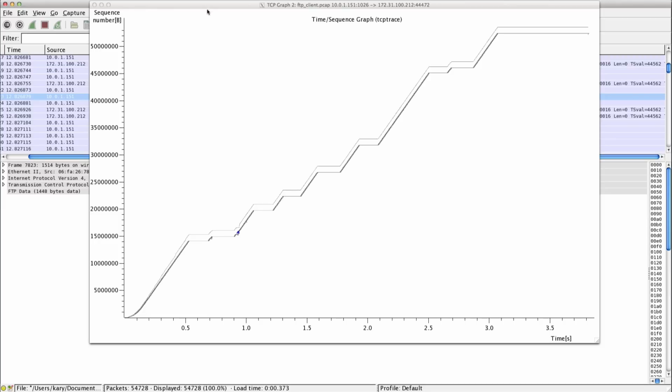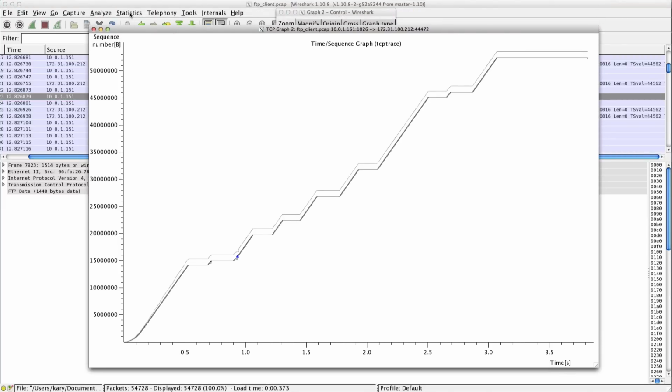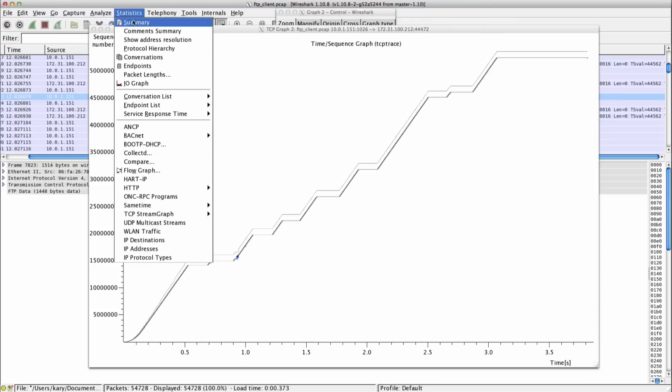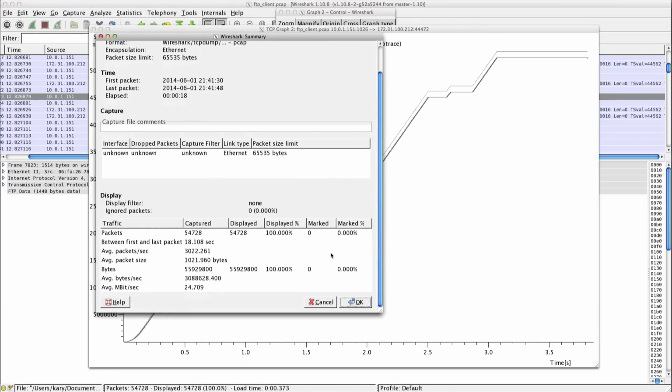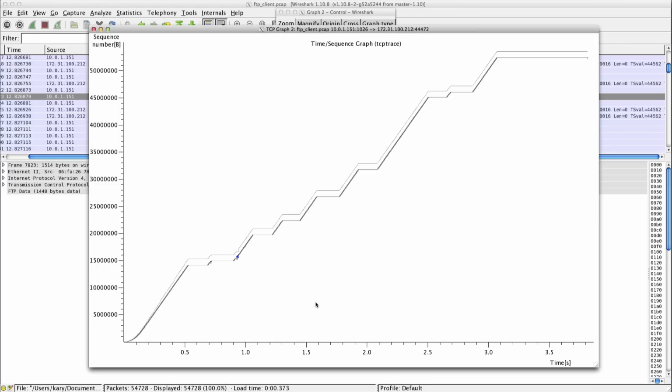And if you go look, you can easily look at statistics, summary. This is all the bits, including all the overhead, all the headers. It averages 24 megabits per second. I actually expect a good bit higher than that, closer to 100 megabits. And we're not anywhere close. So I would say this is a bad one.